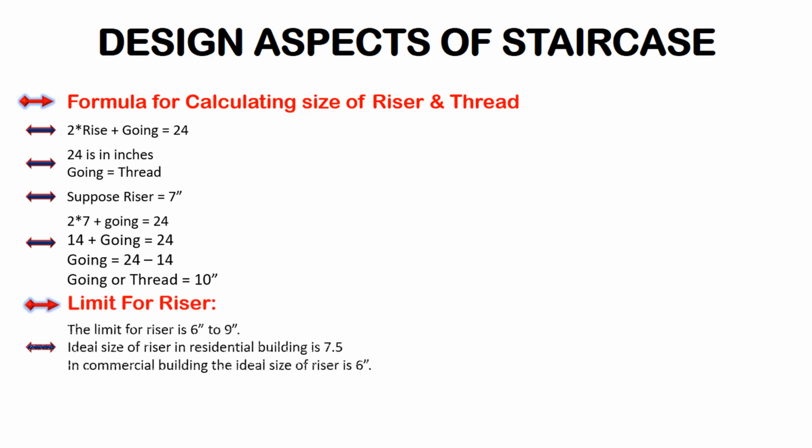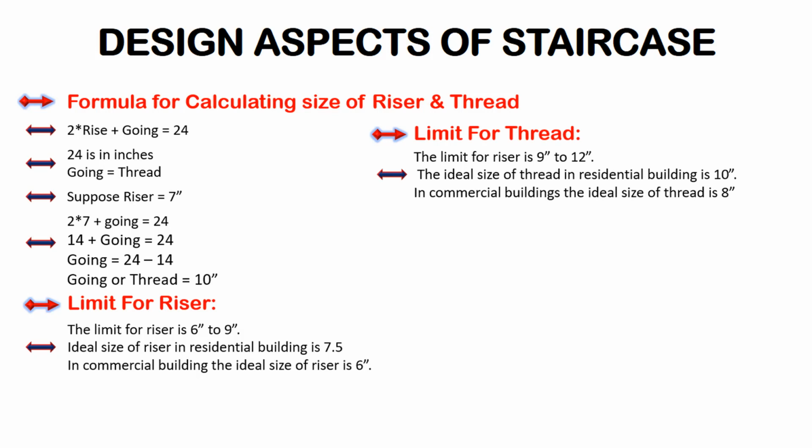So as per ACI 318-04 code, the limit for riser is 6 inches to 9 inches, and the ideal size of riser in a residential building is 7.5 inches, and in a commercial building the ideal size of riser is 6 inches. The limit for size of thread in the ACI 318-04 code is 9 inches to 12 inches, and the ideal size of thread in a residential building is 10 inches, and in commercial buildings the ideal size of thread is 8 inches.